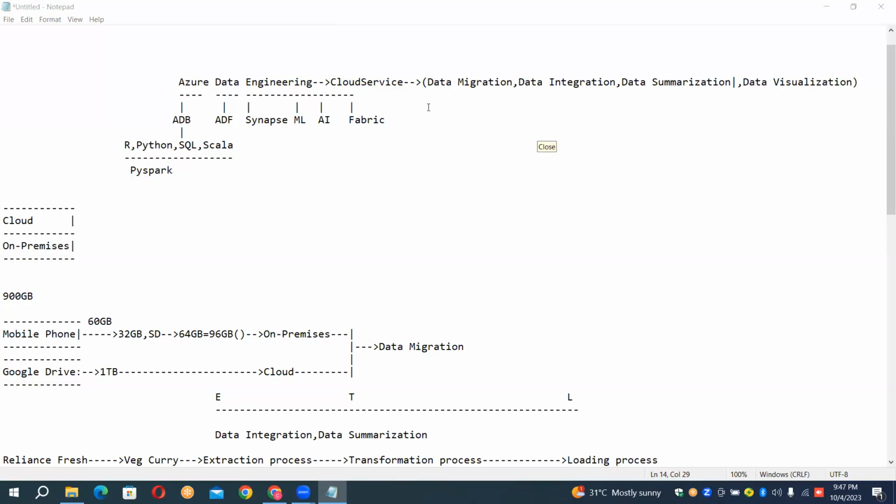And now, what is the difference between ADF and ADB? ADF and ADB both do almost the same tasks, but ADF is completely graphical, where you don't need to write any code. Everything will be visualized there. Here you have to write the code. Okay, so that's it, guys. Any other questions you have, please go ahead and ask.